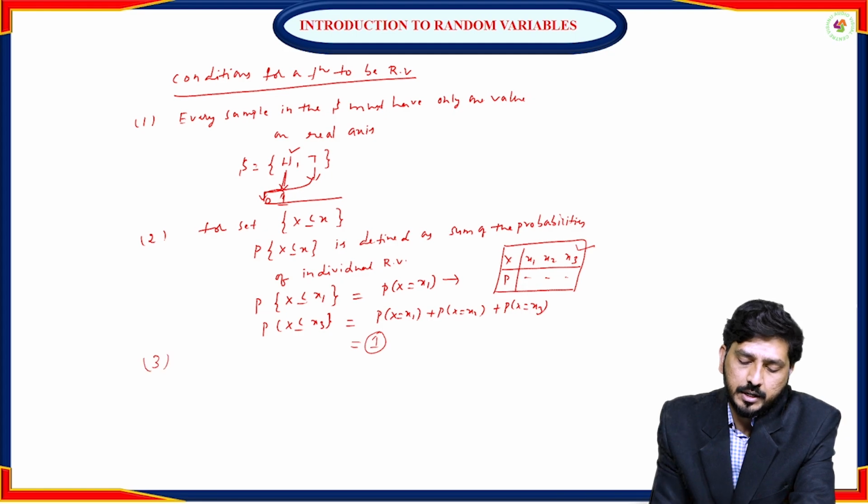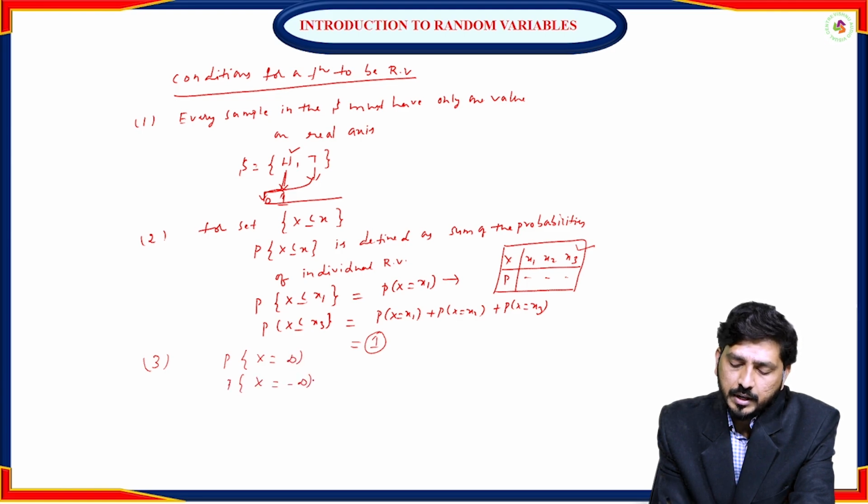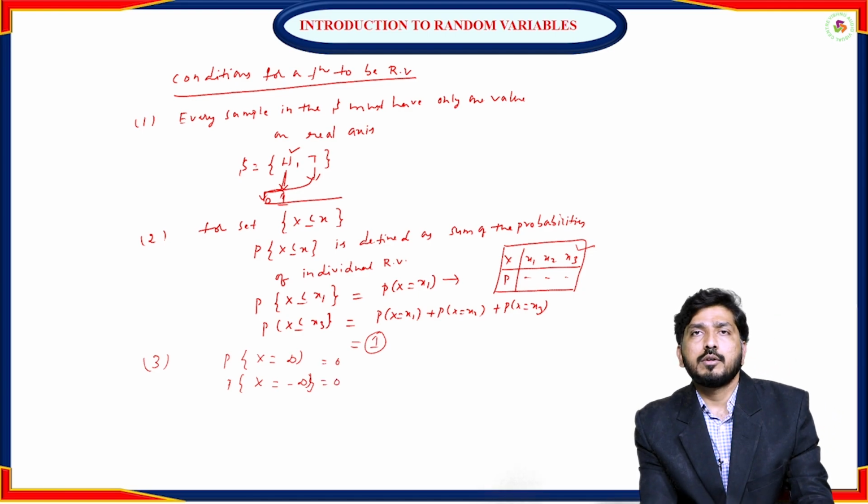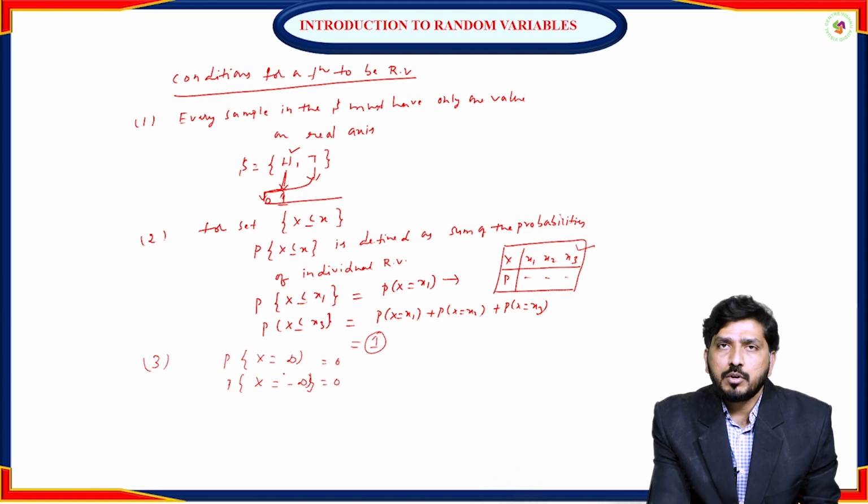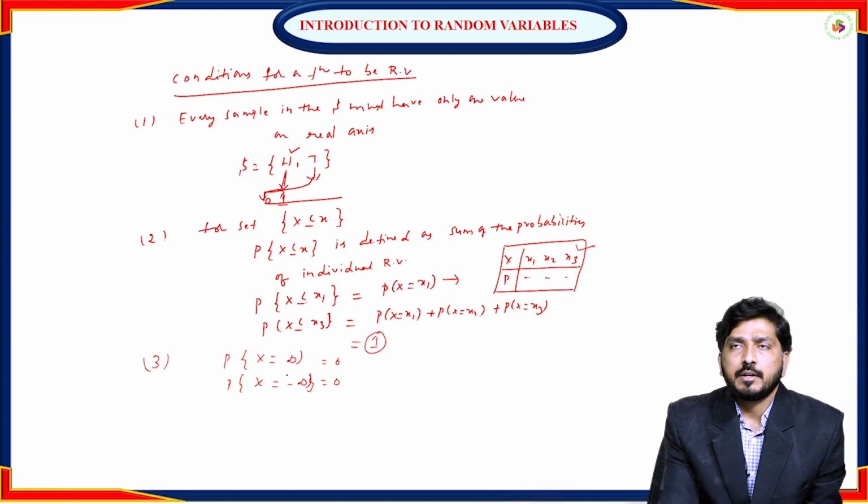The third condition is the probability of the set X equal to infinity and probability of X equal to minus infinity. The values must be equal to 0. So when x is equal to infinity, then the probability of X equal to infinity is equal to 0, and probability X less than or equal to infinity equal to 0. So these are the three conditions to be satisfied for a function to be a random variable.